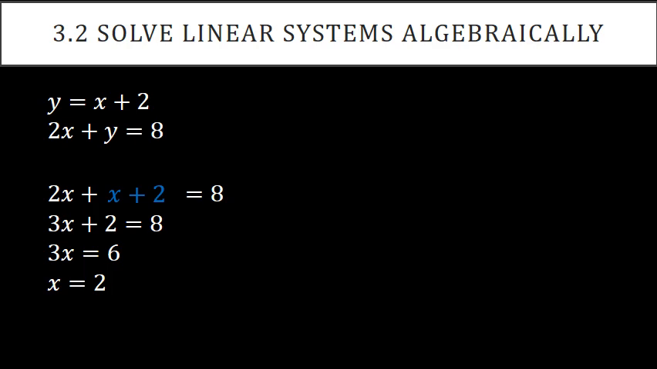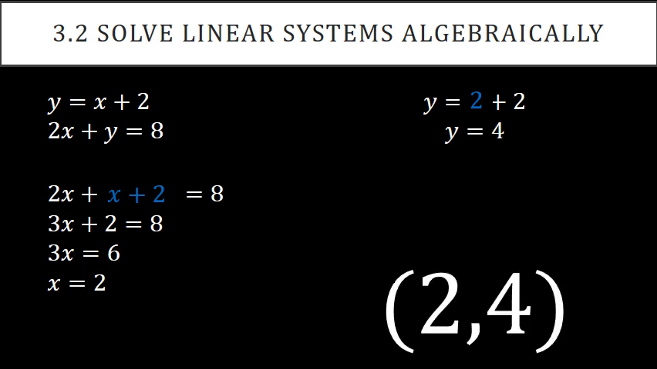Now that we know x is 2, I can substitute that into the first equation, the y equals x plus 2. So since x is 2, replace x with 2. So y is 4, and our solution is (2, 4).